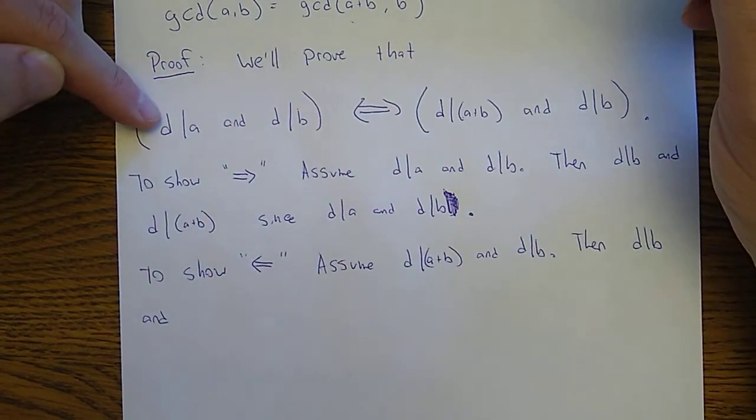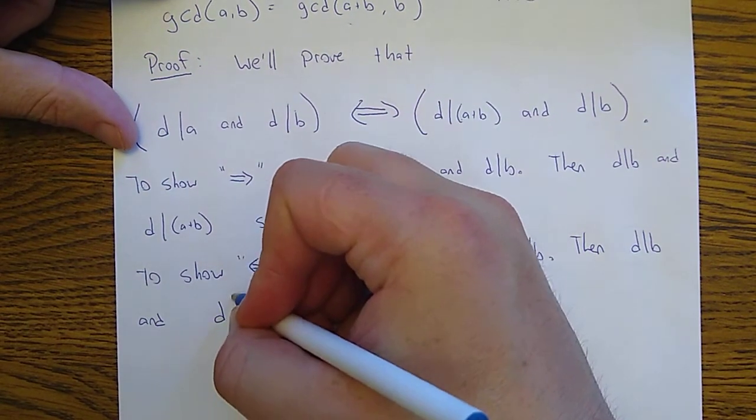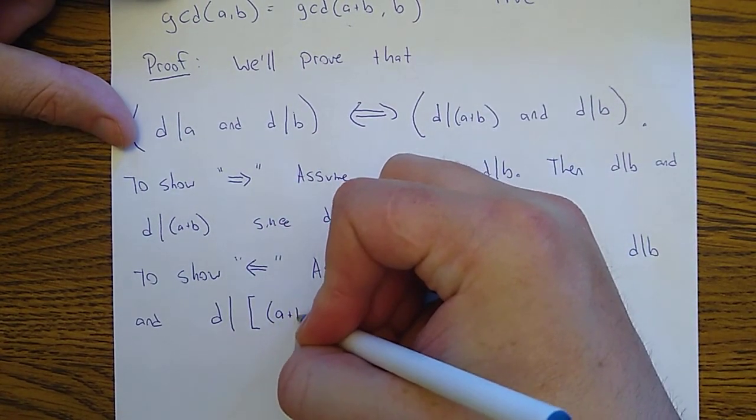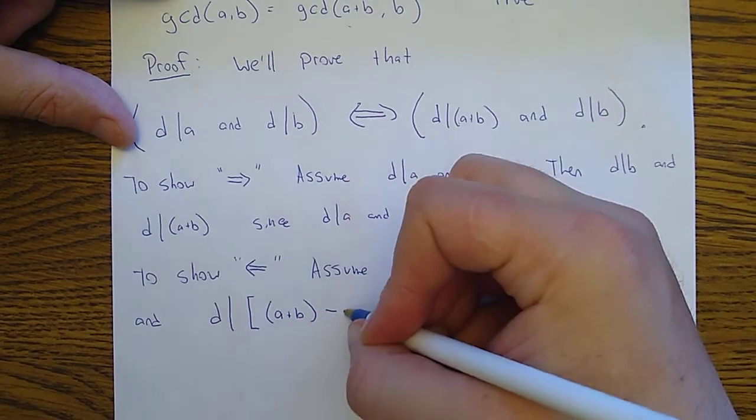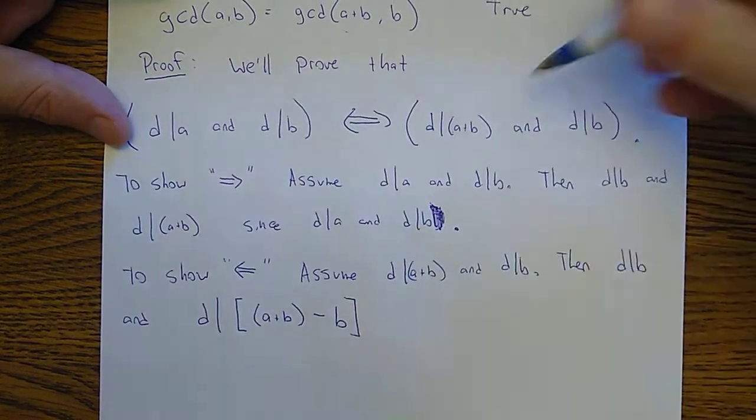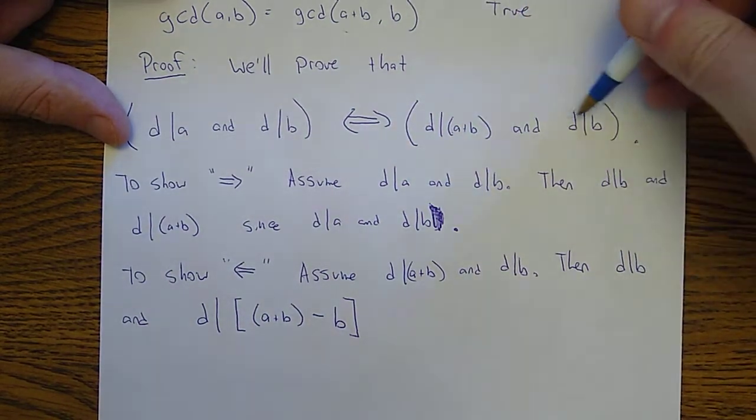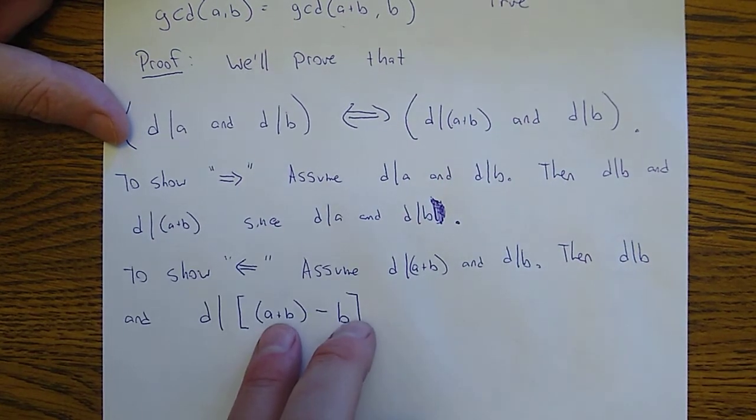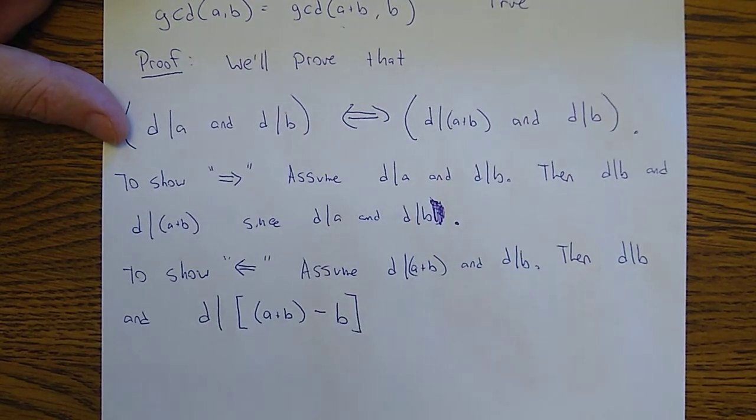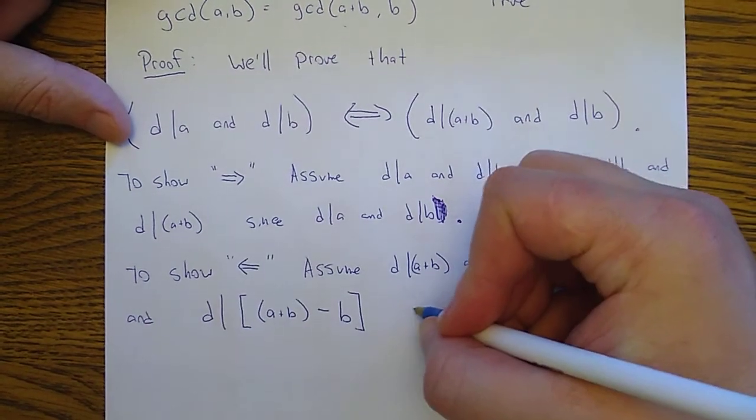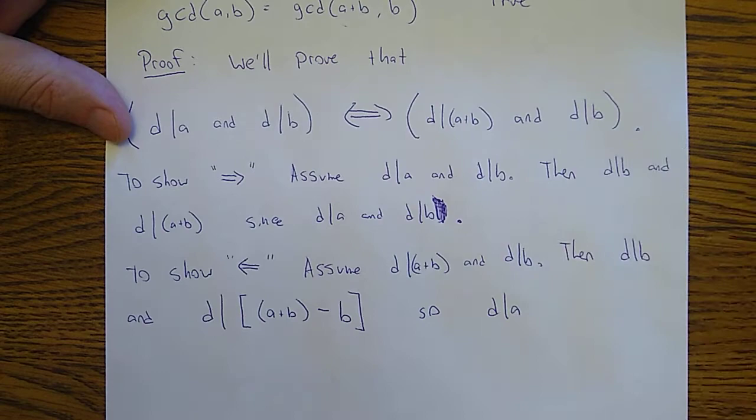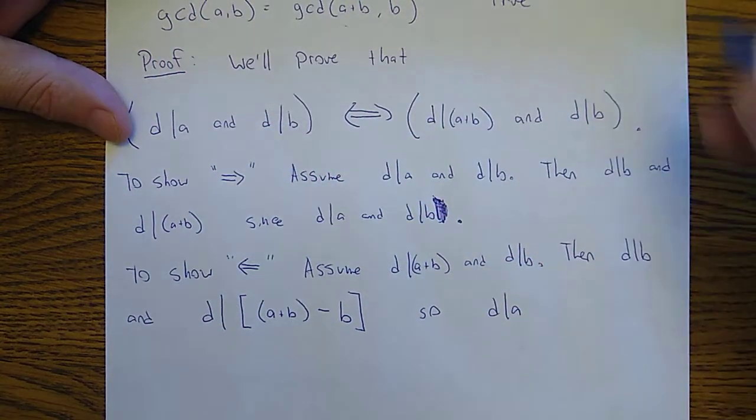To argue that D divides A, let's see. I know D divides A plus B, and I also know that it divides B. So if I know D divides these two numbers, then when I subtract these two numbers, D should divide that. That's another property of divisibility. But of course, the reason why I'm subtracting these two numbers is because the B cancels, and I get that D divides A, which is the other thing that I was trying to prove.